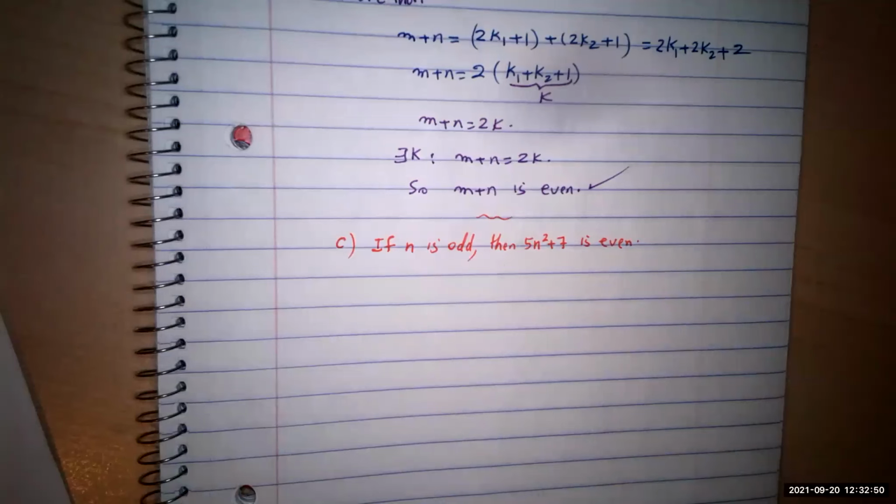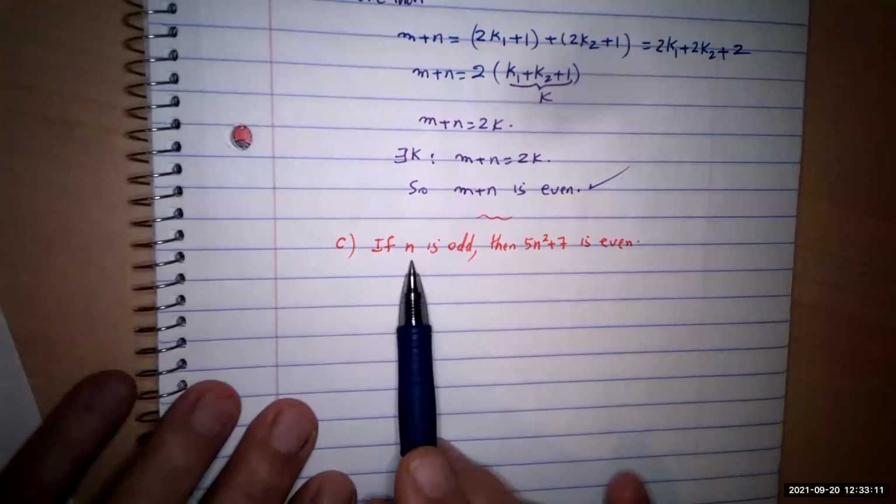Okay. Again, don't give me an example. Don't say that, oh, n equals 3. 3 squared is what? 9. 5 times 9, 45. 45 plus 7, 52, even. You get 0. Just giving an example is not enough. The proof is a general proof. Okay. So that's a difference.